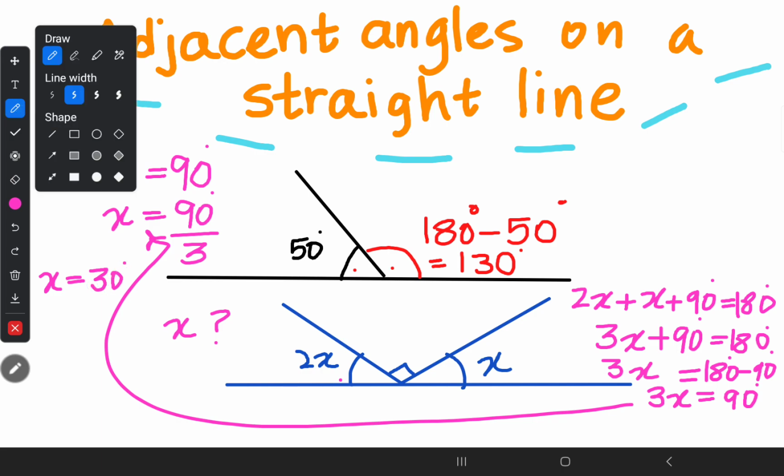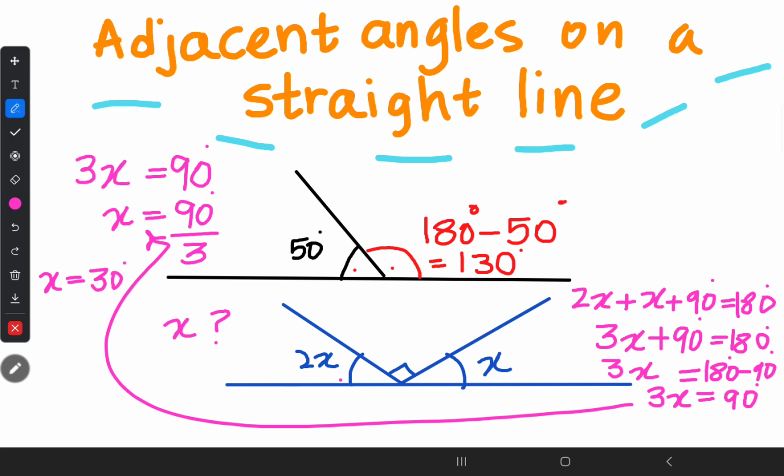Okay, I'll repeat from the beginning what we did. We know the total angle over a straight line is equal to 180. That means the adjacent angle sum on a straight line, this is the term we are using, is equal to 180. So I just added all these angles and equalized with 180. That's our theorem. So 2x plus x plus 90 equals 180.